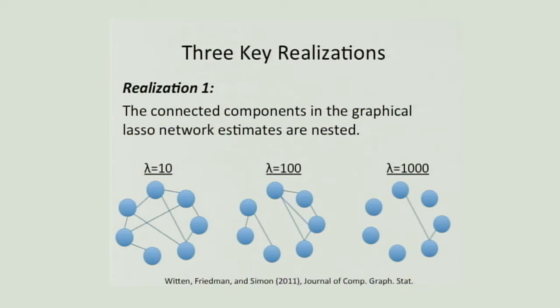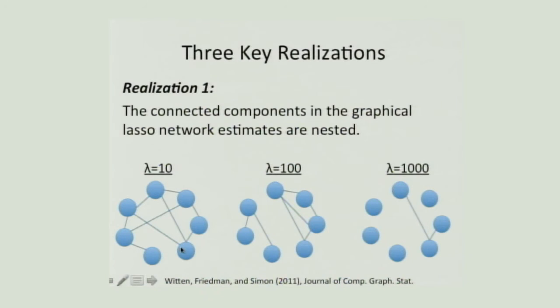But what I'm telling you is a very surprising result that people in the community didn't realize until recently, which is that the connected components are nested. So when lambda equals 10, all of the nodes are connected through some chain of edges. These 2 nodes are directly connected to each other, and this one and that one are indirectly connected through this one. So if you look at this indirect chain of edges, every node is connected to every other one over here when lambda equals 10.